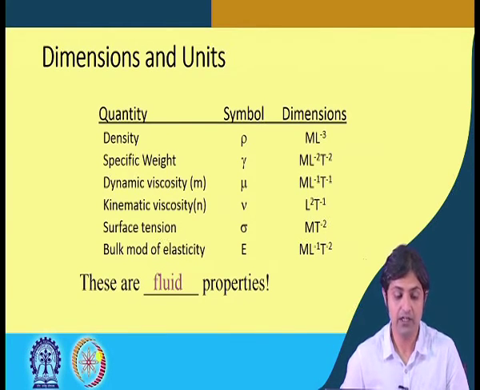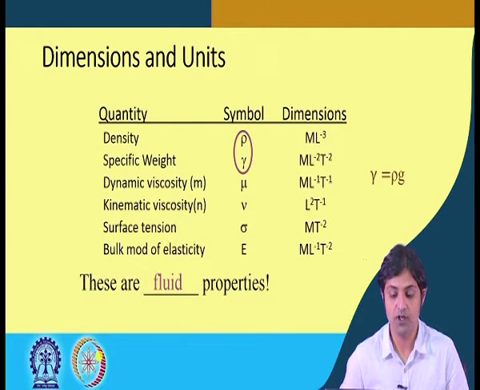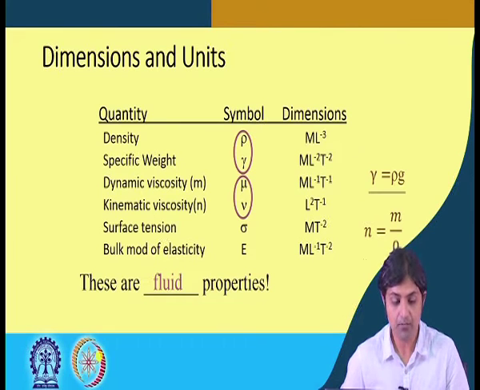As I was telling you, I am going to tell what specific weight is. So specific weight can be related to the density by this equation. Specific weight is rho into g. And similarly, we can relate kinematic viscosity and dynamic viscosity through density again. So nu here is kinematic viscosity, mu is dynamic viscosity, as can be seen in the slide. So nu is mu by rho.